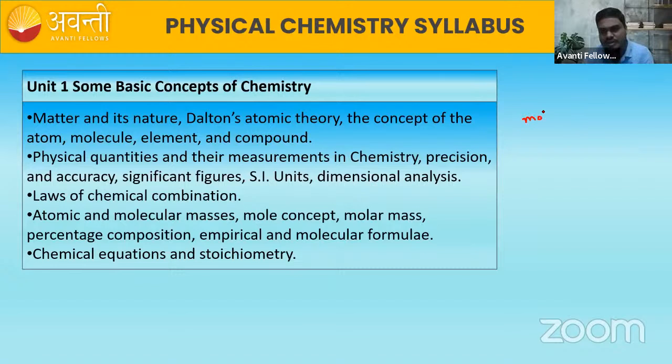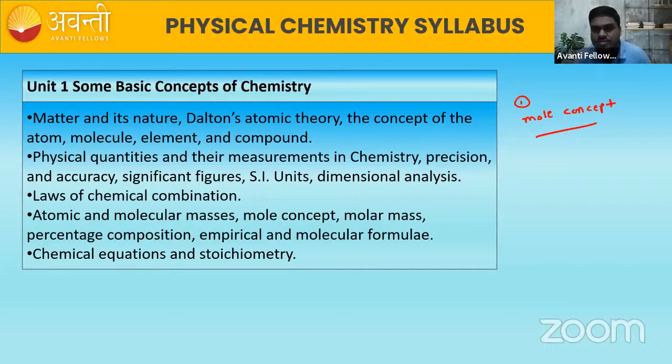So yeah, this one is very important. So this is the mole concept, right? Mole concept, stoichiometry. So these are the important topics in this chapter, right? So law of the chemical combination, right? Atomic and molecular masses, mole concept, molar mass, percentage composition, how to find empirical and molecular formula, right?